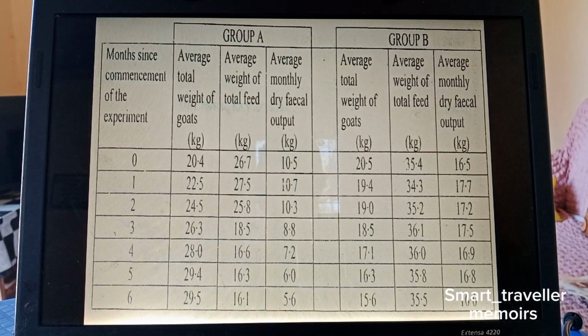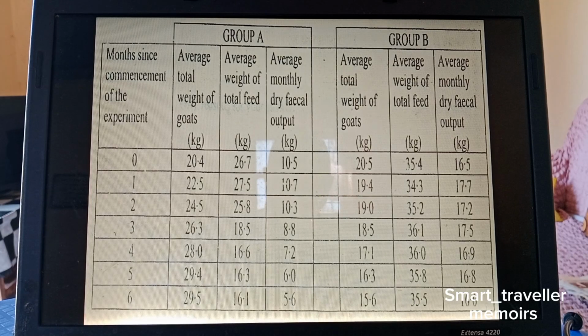Group A, Group B. Month since commencement of the experiment. Average total weight of goats. Average weight of total feeds. Average monthly dry fecal output. Average total weight of goats. Average weight of total feed. Average monthly dry fecal matter of Group B.